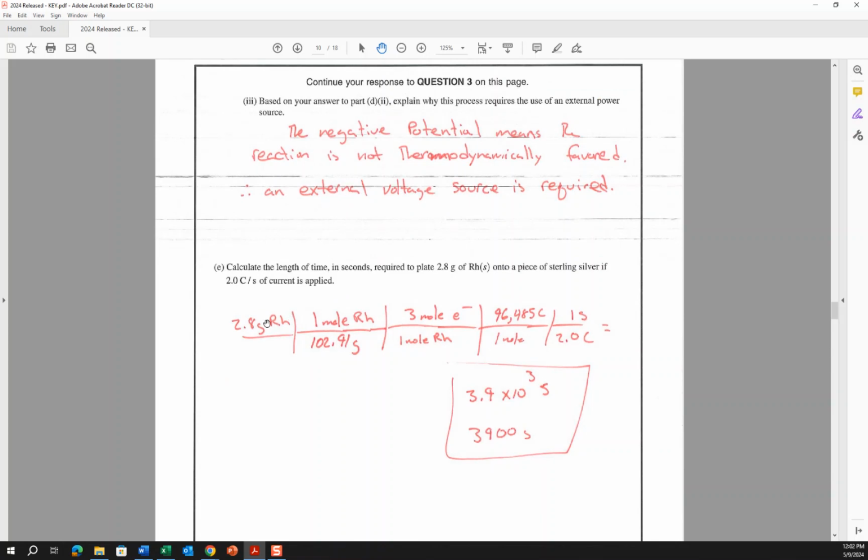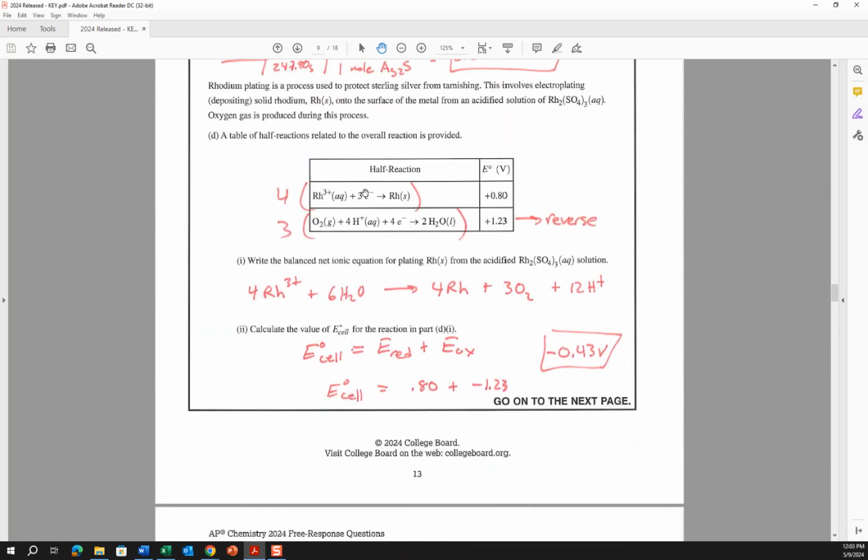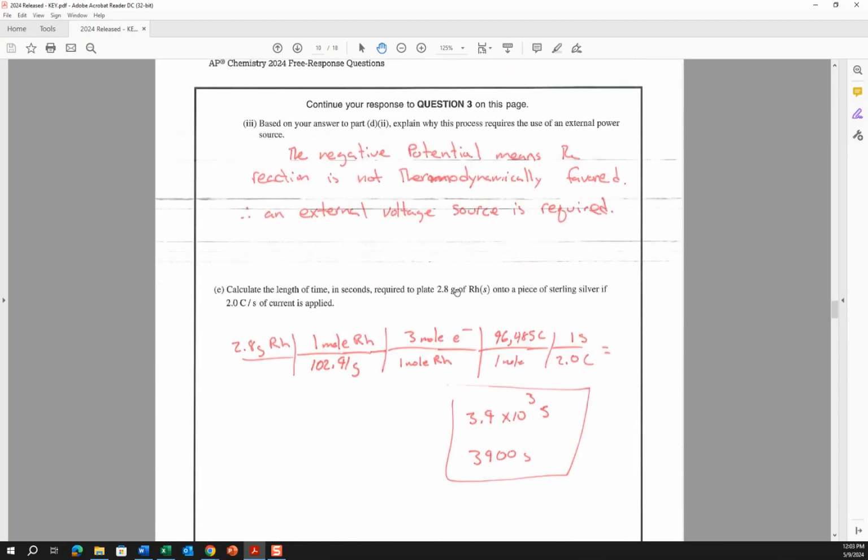We would take our grams of Rh, divide by its molar mass. We'd have to look it up on the periodic table. The mole ratio is 3 to 1. 3 moles of electrons for every 1 mole of Rh plated, right? 3 moles for every 1 mole of solid Rh, okay? And then we'd have to use Faraday's constant to convert moles of electrons to coulombs, and then we divide by the amps, divide by the current to convert from coulombs to seconds. And it comes out to be around 3,900 seconds. Okay.